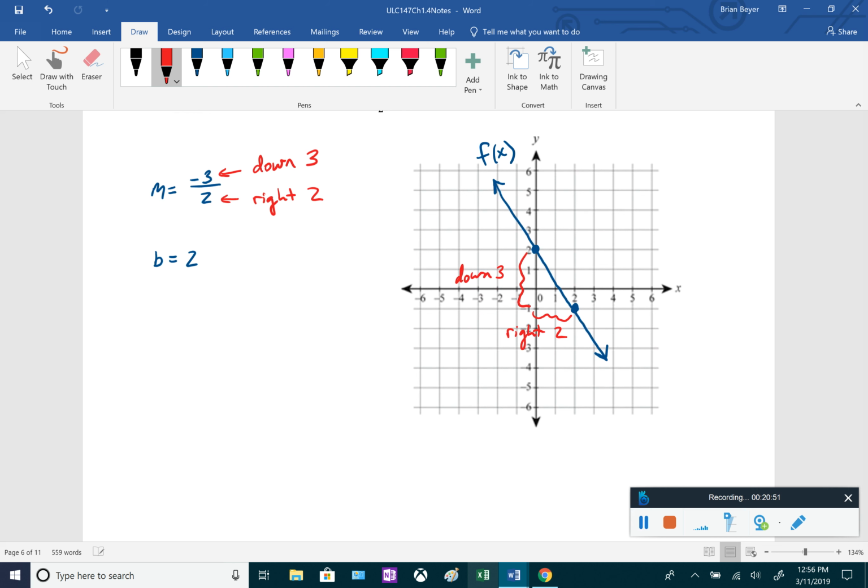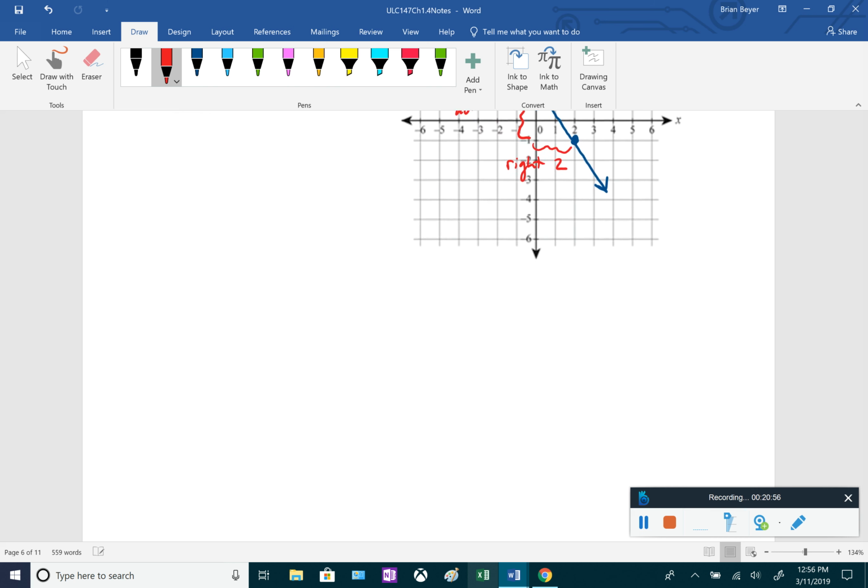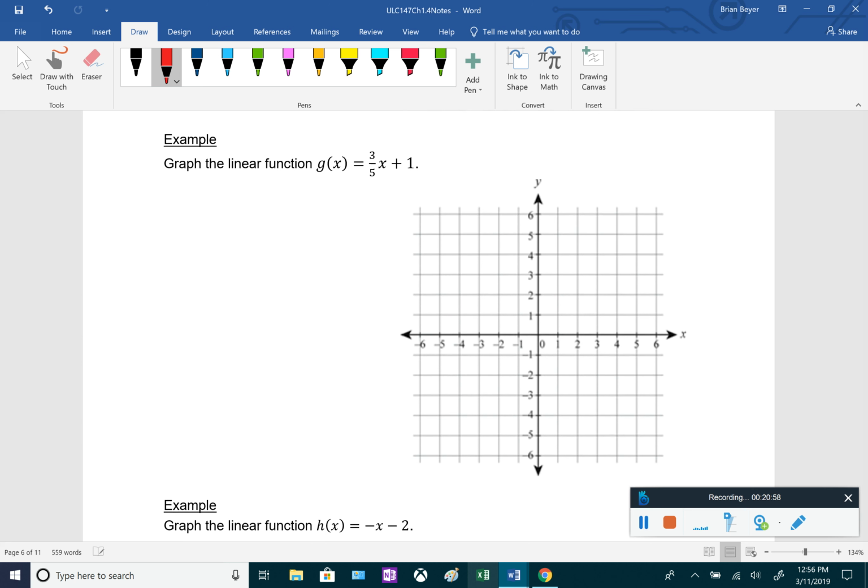Okay, so let's do a couple more examples here. For the next one, we have g of x is 3/5 x plus 1. So identifying the slope and the y-intercept. And we know these are linear functions because they have degree 1. It's a degree 1 polynomial, meaning the exponent on the variable is a 1. So our m here is going to be 3/5, and our b is going to be 1.